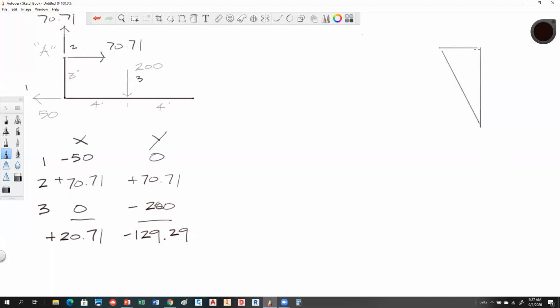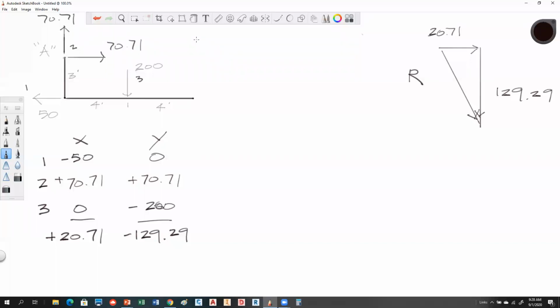So what this tells me is that the x component is 20.71, this guy is 129.29, and the resultant here is in that direction. So you could get rid of all of these vectors and replace that vector with a vector that's coming down through this bracket at that magnitude in that direction. So to solve R, we use the Pythagorean theorem.